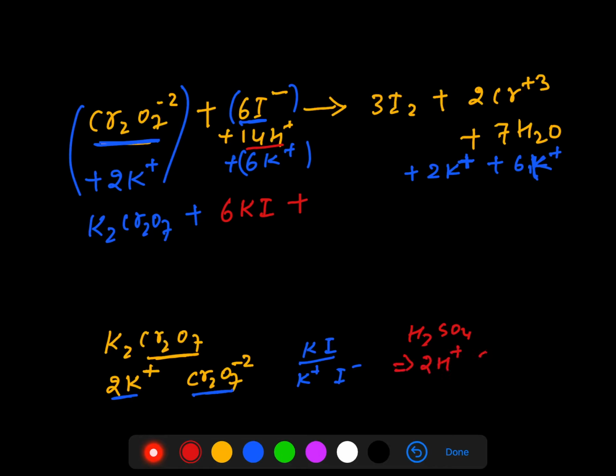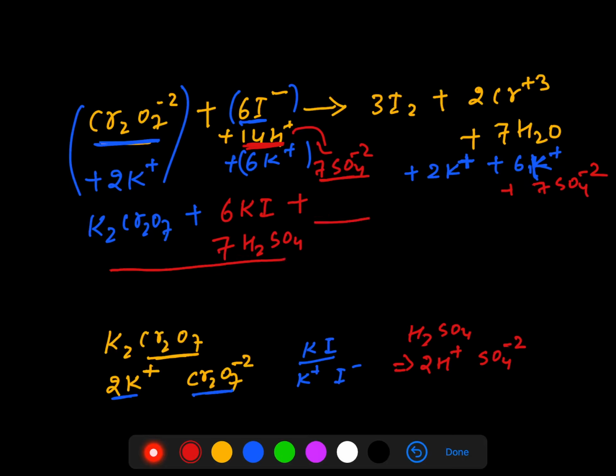We saw that 2H+ was combined with 1 sulfate ion, so 14H+ must have combined with 7 sulfate ions, and again we need to add the sulfate ions to both sides. Fine. So 7 sulfate ions and 14H+ will give us 7H2SO4. So we are done with the left hand side. Now let's go to the right hand side. On the right hand side 3I2 is in the original form. There is no problem with that.